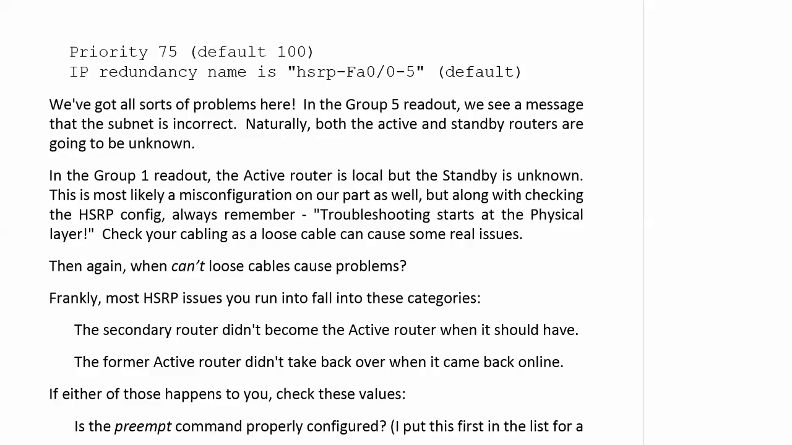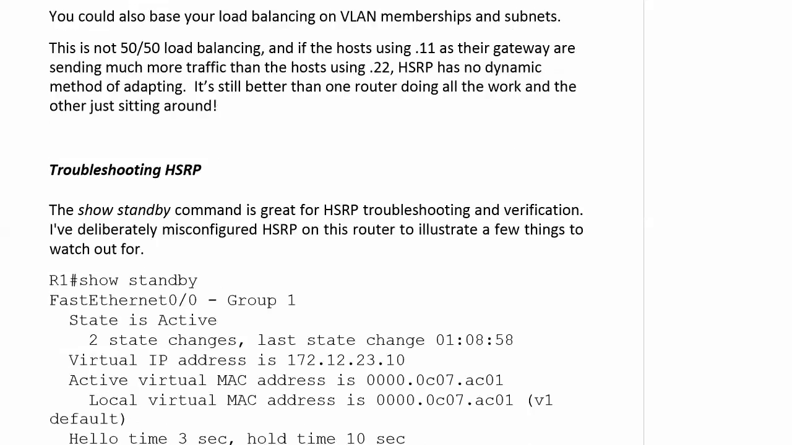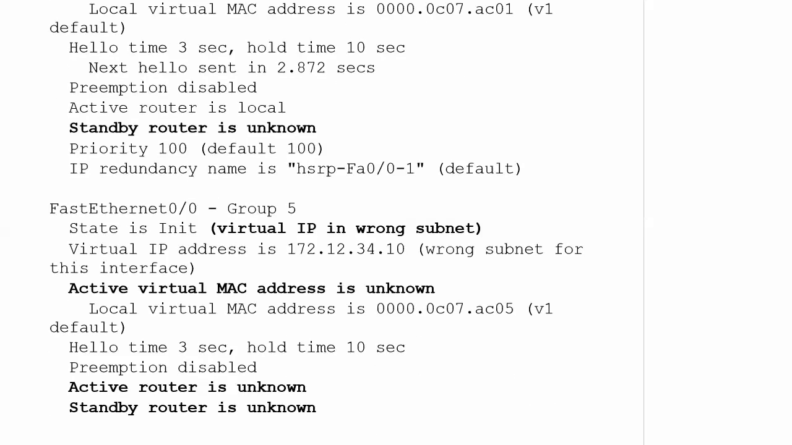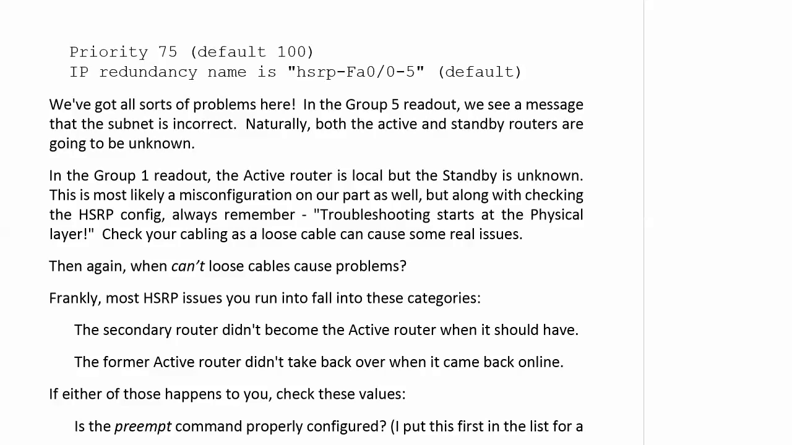Most HSRP issues, and I know I ran a lot by you there, so we'll swim through here again, but when you start seeing stuff like standby router is unknown, virtual IP, wrong subnet for this interface, you just need to go back and check that config again. Group number could be one number off, but there it's obviously an IP addressing problem.